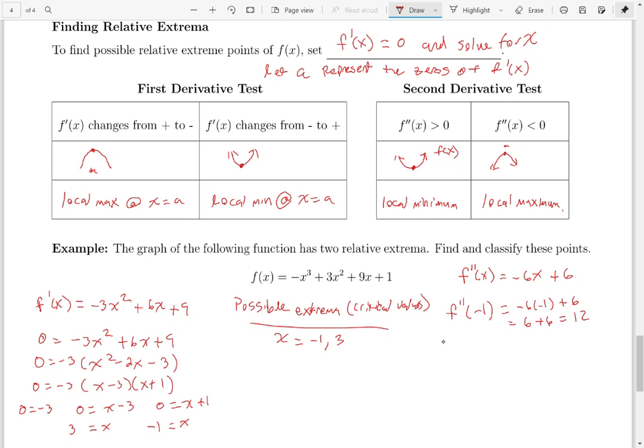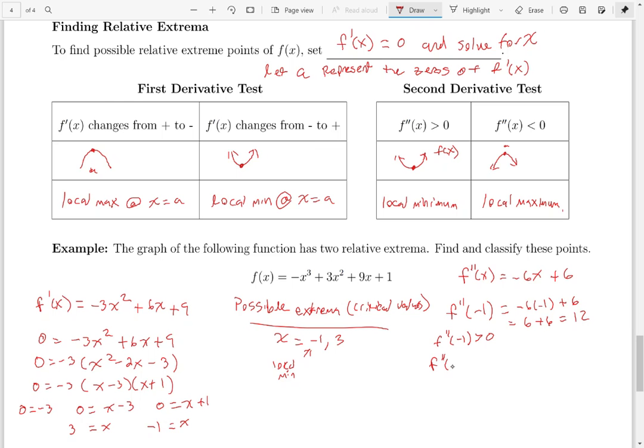And so what that tells me is that f double prime of negative 1 is positive. Well, then I have f double prime of negative 1 is greater than 0, that's a concave up situation. And so thus I know that at that a value negative 1, I must have a local minimum. And so specifically, this must be a local or relative min. Great.